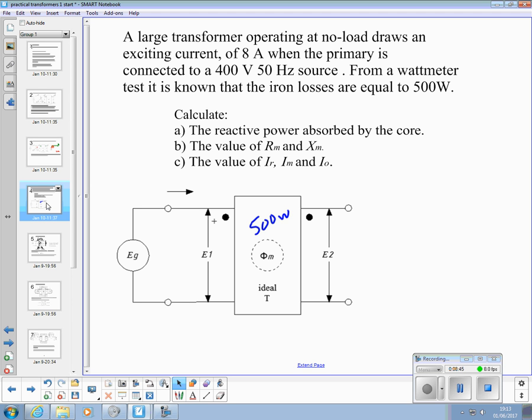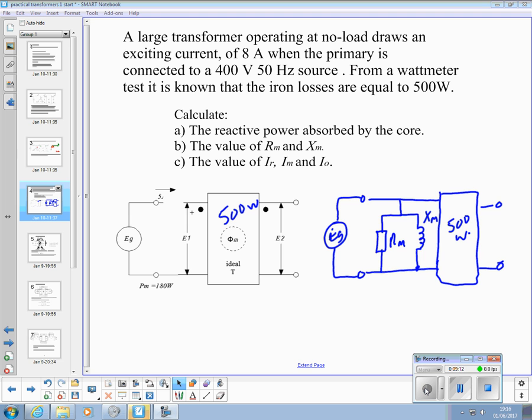Calculate the reactive power absorbed by the core, the values of Rm and Xm, that's the little resistor and the little inductor representing those losses, and the value of IR, IM and IO. Alright, so have a little bit of a think for a minute or so about how you might start that problem. So that's the circuit.